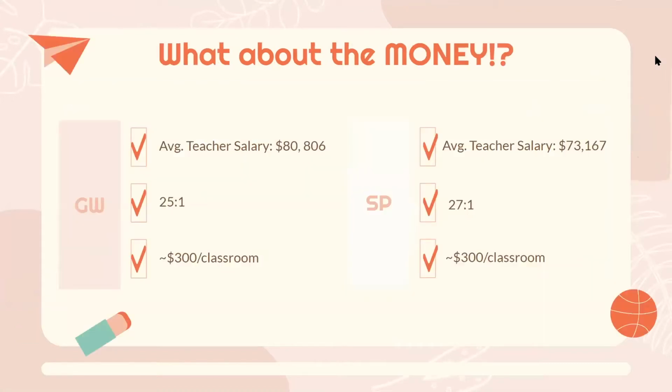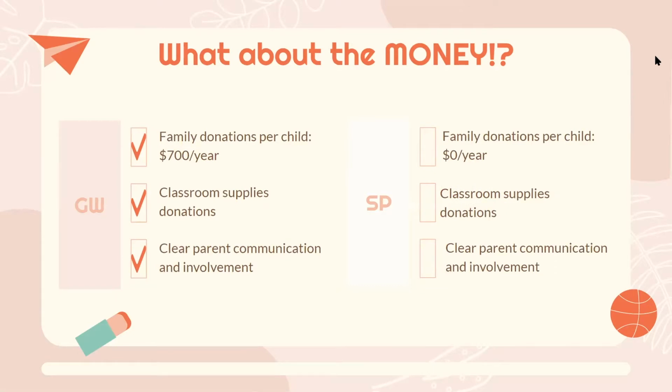So the next thing we looked into after looking into the campus culture and the demographics and the academics was the money. So this is all about resources from the district. So they have pretty much the same teacher salary. The $7,000 discrepancy can be explained by the fact that San Pedro has a much higher teacher turnover rate, which is going to lower the overall average. They have pretty much the same classroom size, and they receive exactly the same amount of money from the district per classroom per year.